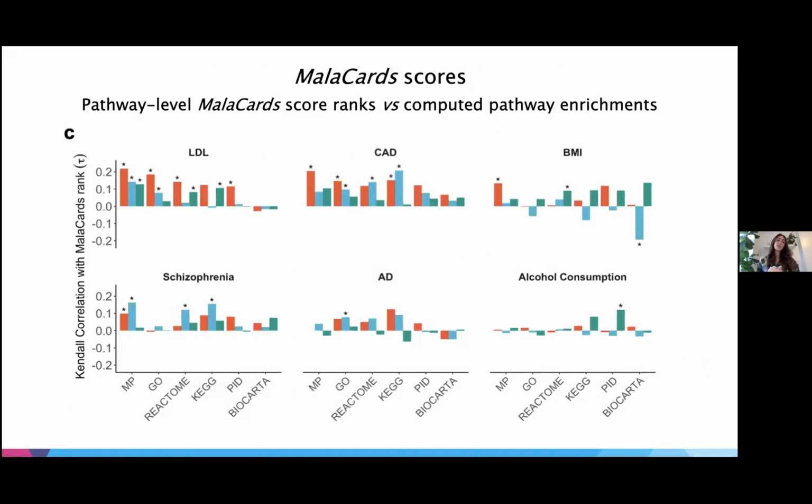And these are the results here. What you see in the x-axis are the different databases that we were using to get the pathways and calculate the pathway Malakar's scores. So MP is for the Mouse Project, Gene Ontology, Reactome, KEGG, BioCarta. And then in the y-axis, we again have the correlation between the rank from the Malakar's, what was the most relevant pathway for a specific disease, and the results from PRSet, MAGMA, LD score regression. So here PRSet is in red, MAGMA in blue, LD score in green.